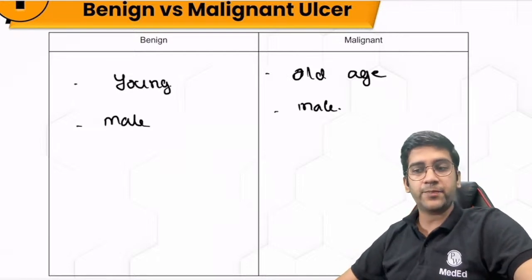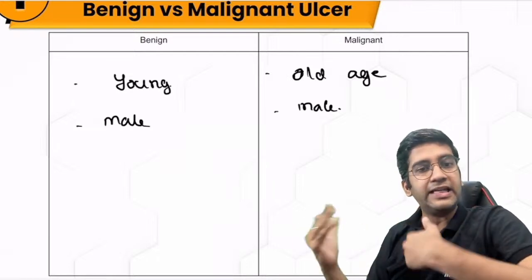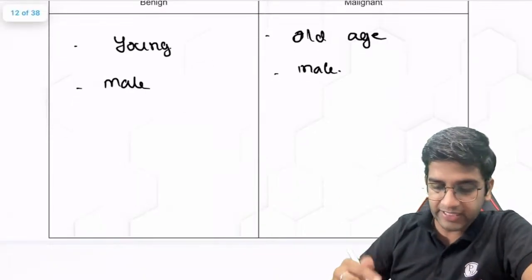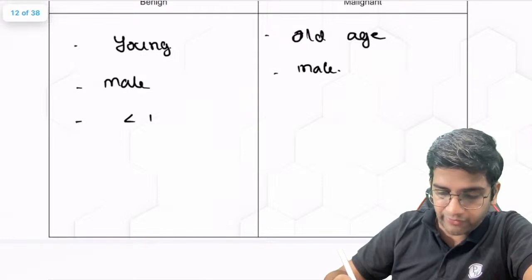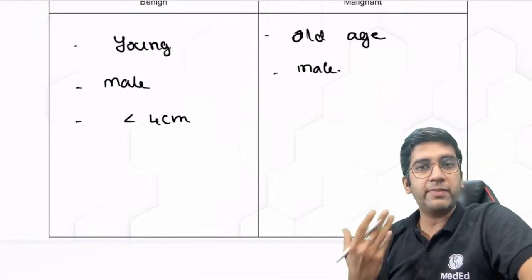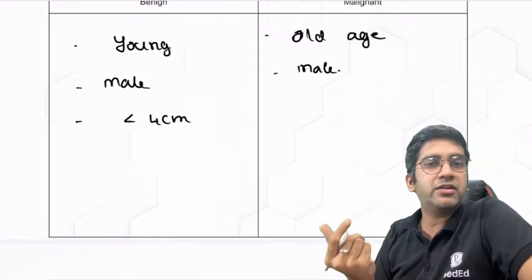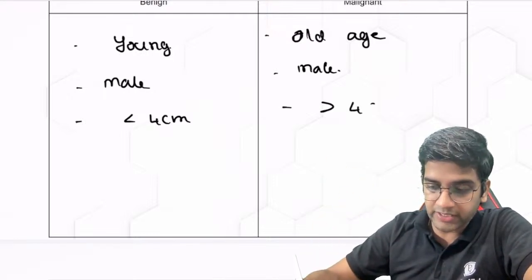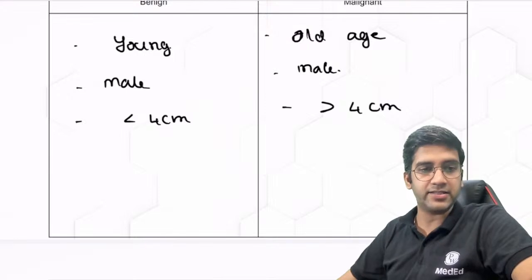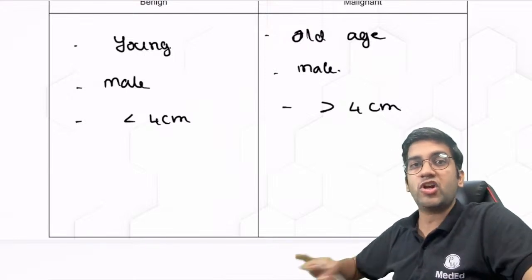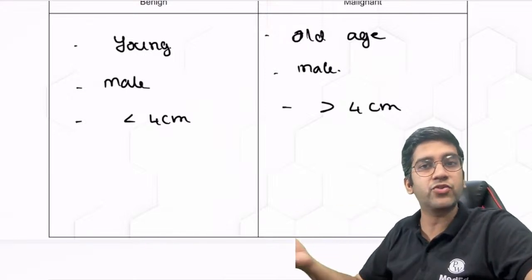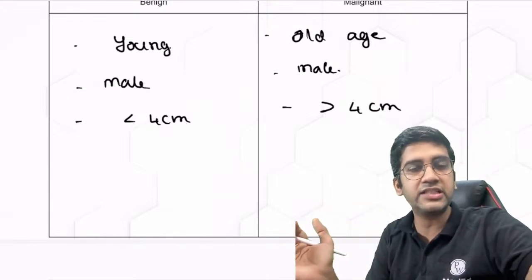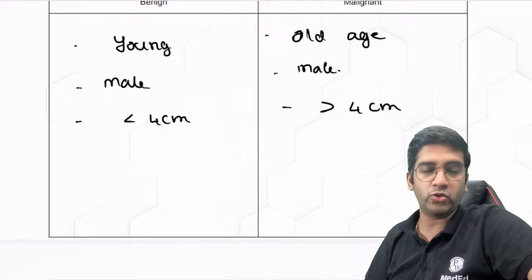The next thing here is the size. Obviously the malignant ulcer will be bigger in size, that everyone knows, right? If I take a cutoff size, the cutoff of less than 4 centimeter is something I look for in a benign gastric ulcer. Might be 2 or less than 2, but 4 is kept as a cutoff. Anything more than 4 centimeter in size, I generally suspect a malignancy. Again, like I said, it's not a hard and fast rule. A benign ulcer should never reach 4 centimeter, or I cannot have a malignancy which is 1 centimeter. Both can happen, but generally this is the cutoff given, less than 4 centimeter and more than 4 centimeter, right?